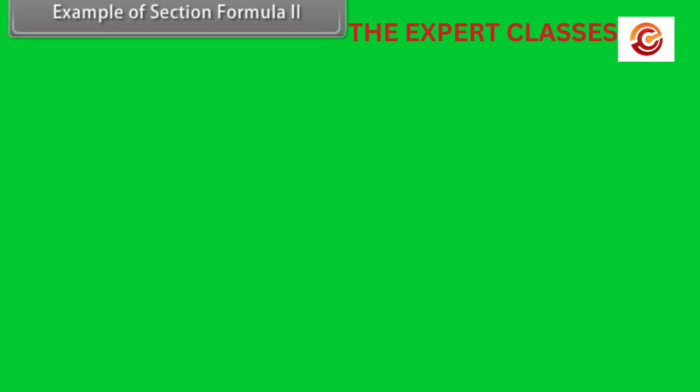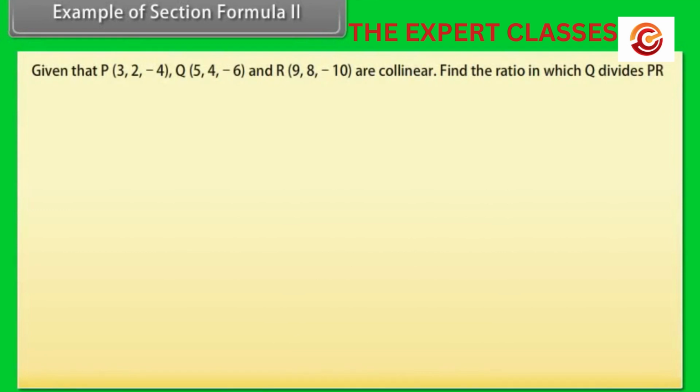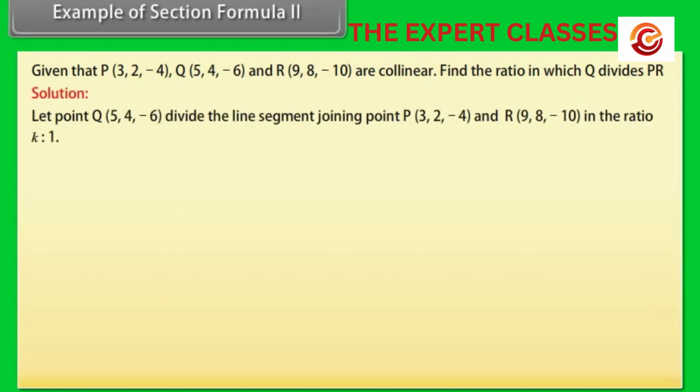Example of section formula 2. Given that P(3, 2, -4), Q(5, 4, -6) and R(9, 8, -10) are collinear, find the ratio in which Q divides PR. Solution. Let point Q(5, 4, -6) divide the line segment joining points P(3, 2, -4) and R(9, 8, -10) in the ratio k:1.